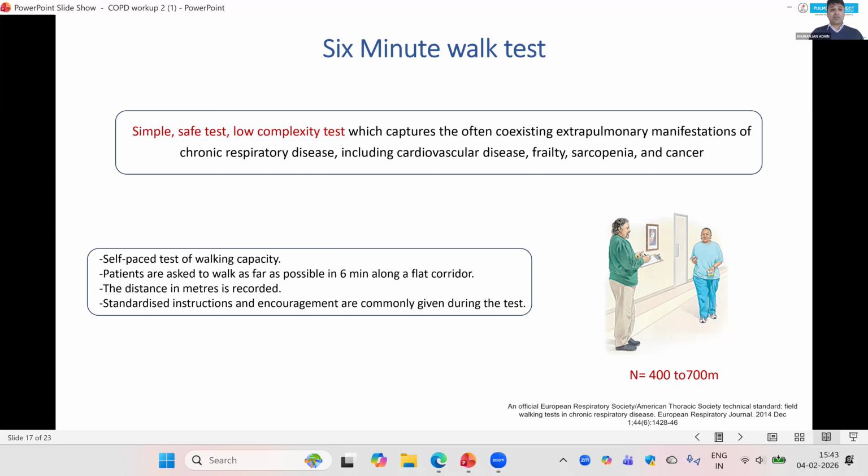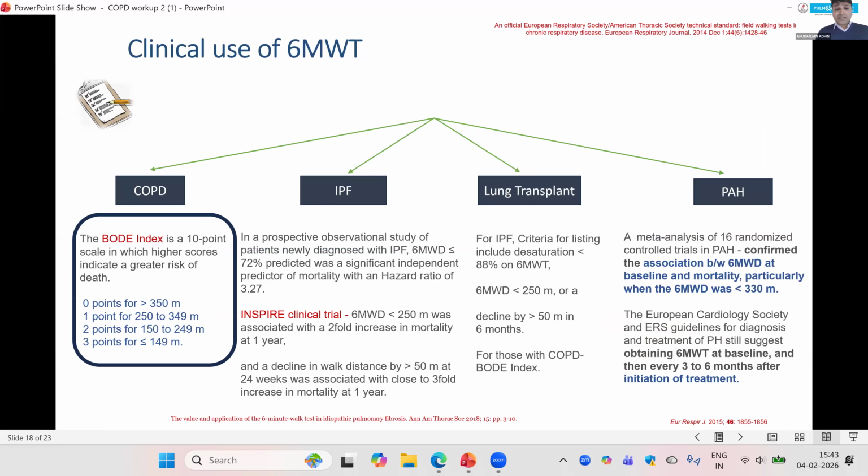But why are we talking about the 6-minute walk test? Because it's in the BODE index. When you see there is one column for the 6-minute walk test, and the use of the 6-minute walk test is to predict the mortality of such patients. So in the follow-up also, and when the patient comes to you for the first time, you need to do a 6-minute walk test in such patients.